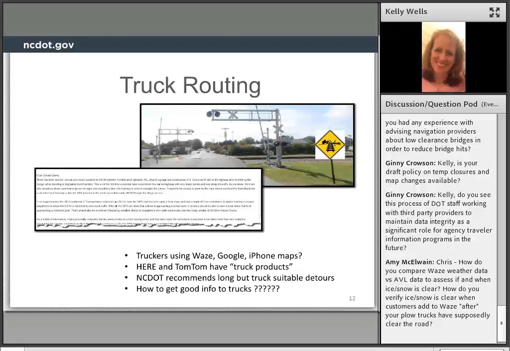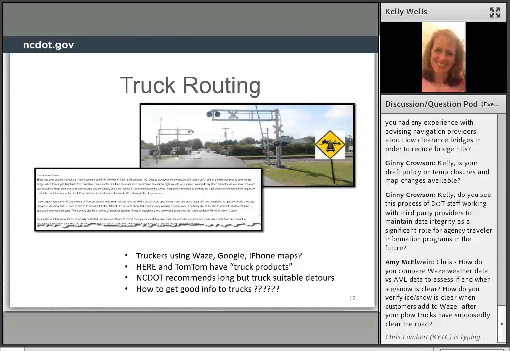We do know that Here and TomTom do have truck products, so when we have a problem, this is an example just last week, trucks were getting hung up on this railroad grade crossing in the top picture, and so we wrote to TomTom and they said, is there a sign? And we said, yes, there's a sign, and they said, okay, we can code it. For some reason they had missed it and they hadn't coded it as a low clearance crossing, so we got that one at least in the process to be fixed.